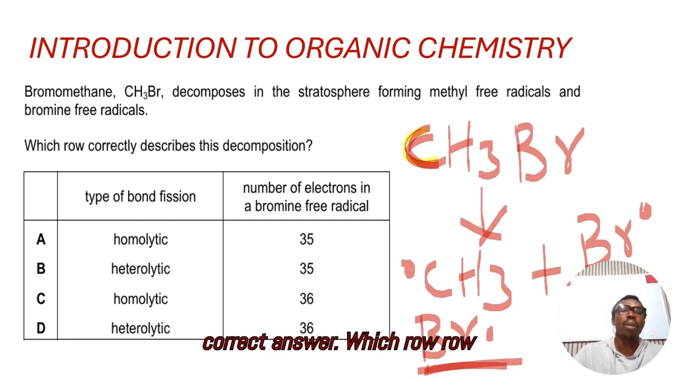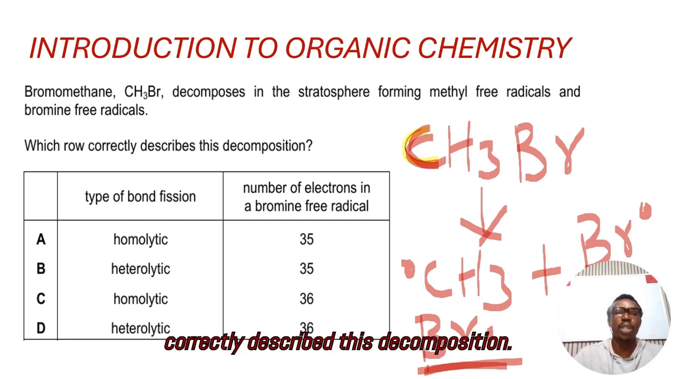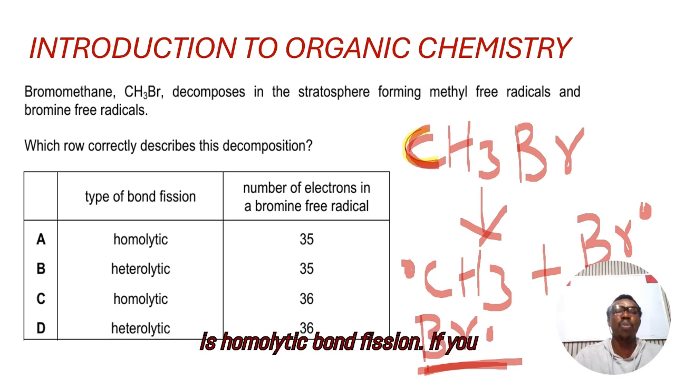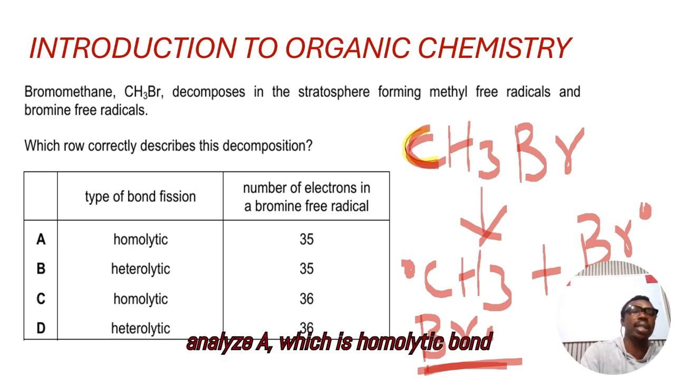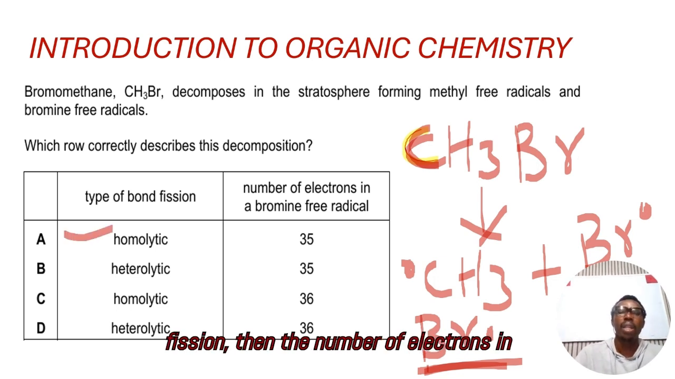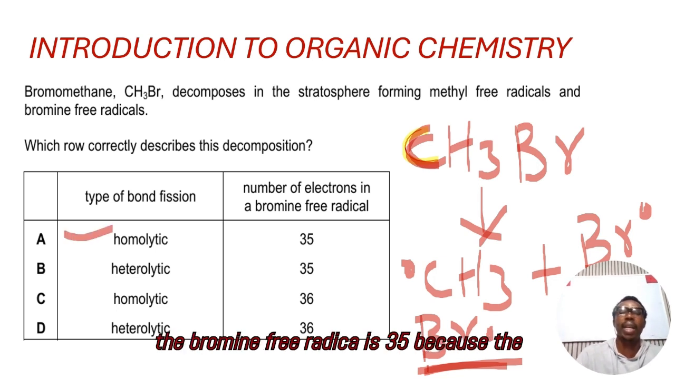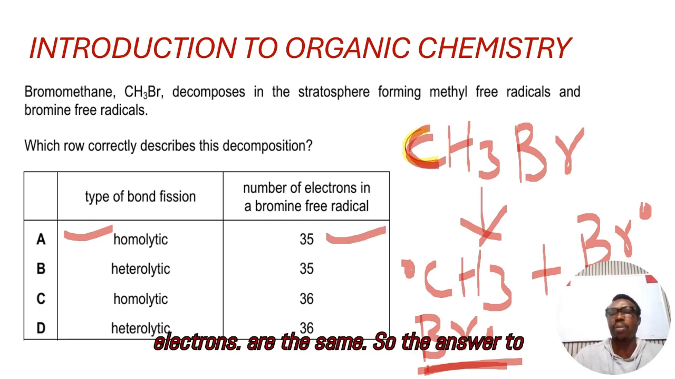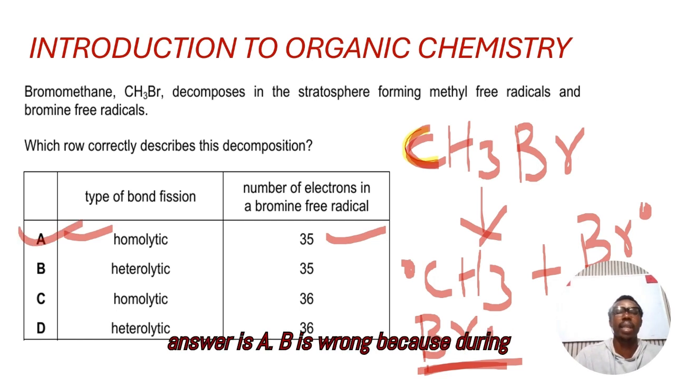Which row correctly describes the decomposition? The type of bond fission is what? Homolytic bond fission. Yes, that one is correct. If you analyze A, which is homolytic bond fission, then the number of electrons in a bromine free radical is 35, because the number of protons and the number of electrons are the same. So the answer to this question is what? A. The correct answer is A.